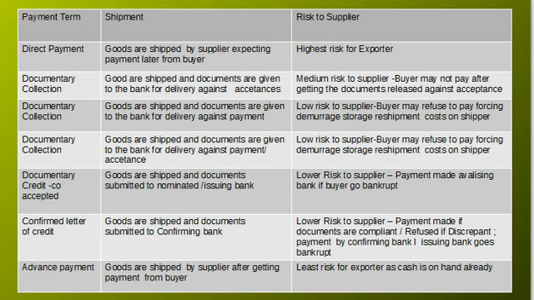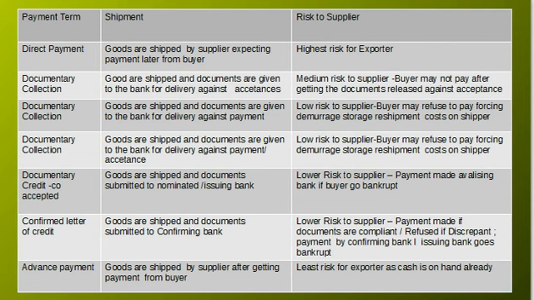To look into more detail, direct payment is a type of payment method where goods are shipped by the supplier, expecting payment at a later date from the buyer. It is the highest risk to the exporter because you are parting with the goods without having sight of the payment. Documentary collection: goods are shipped and documents are given to the bank for delivery against acceptances. Medium risk to the supplier. The buyer may or may not pay after getting the documents released against acceptance.